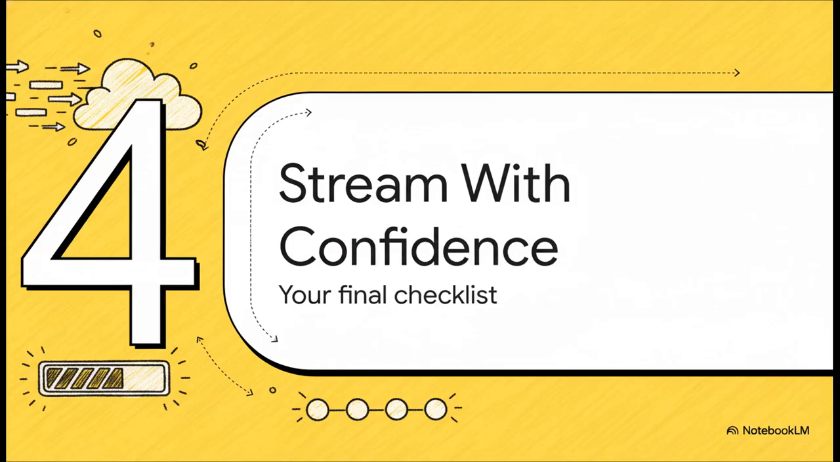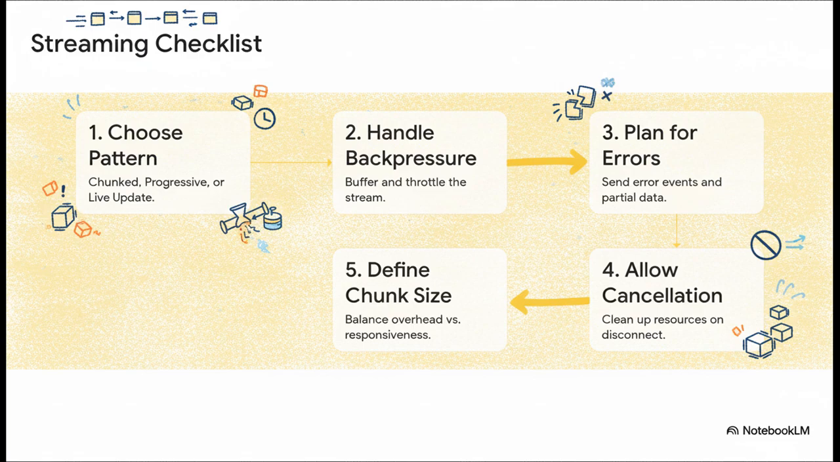Phew! Okay, we've covered a lot of ground here. So to pull this all together and make it really stick, let's just wrap up with a final checklist so you can go out and build these things with confidence. Here are the 5 essentials. First, choose the right streaming pattern for your specific use case. Then, build in that resilience, handle back pressure, and plan for how you'll manage errors. And don't forget the user. Let them cancel the operation. And finally, tune your performance by finding the right chunk size. If you nail these 5, you're in great shape.